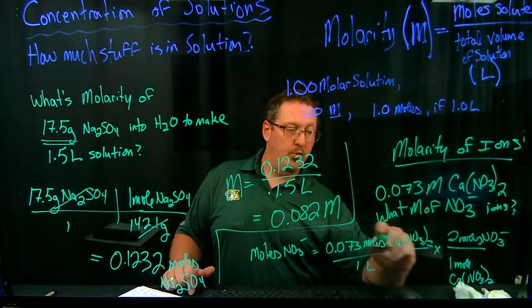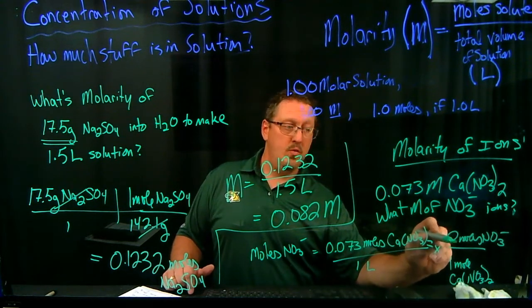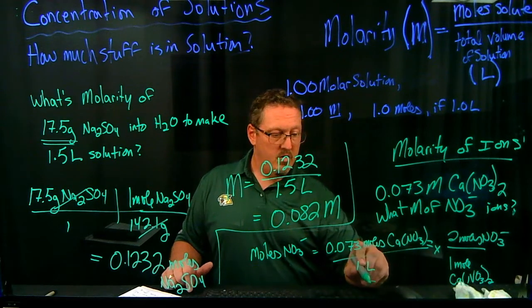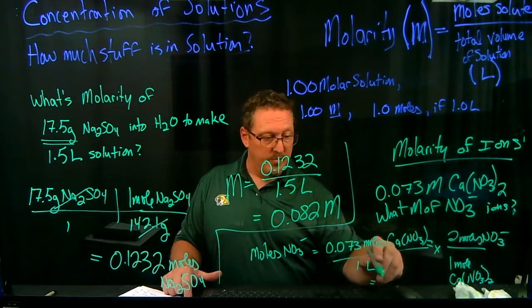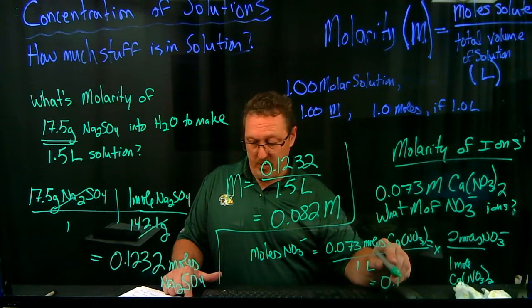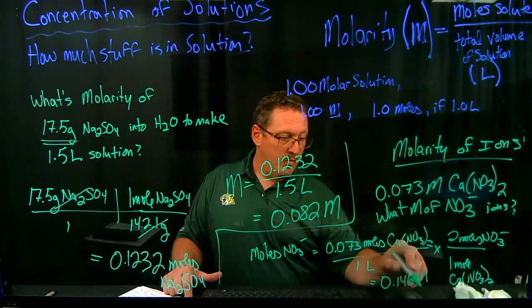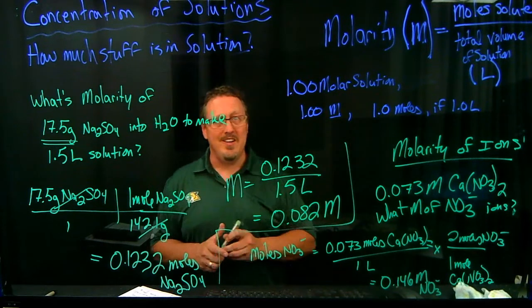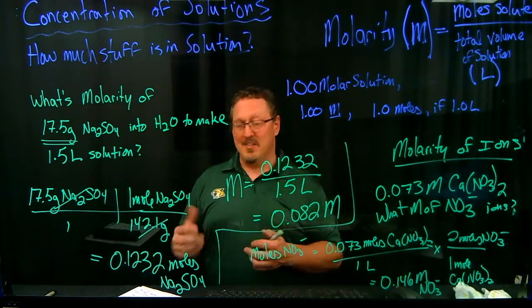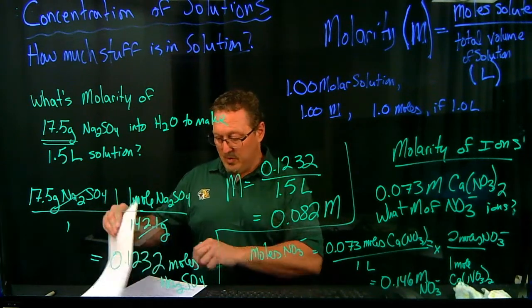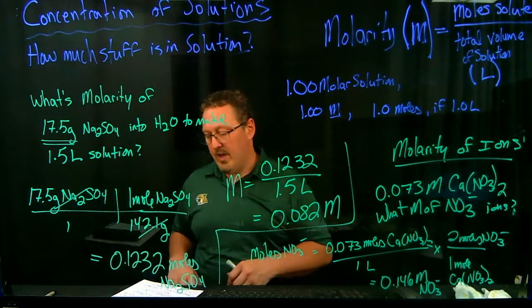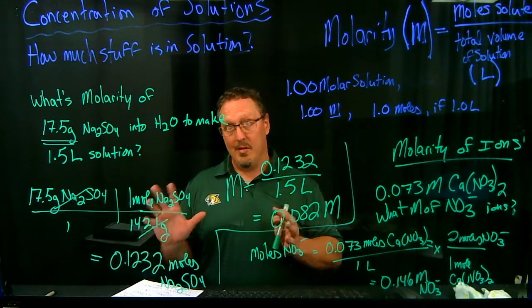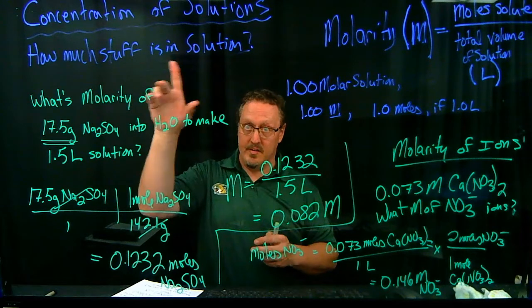So 0.073 times 2 divided by 1, well, the molarity of just the nitrate ion is 0.146 molar. So it's pretty easy to work with. It's not a super hard process, but just one thing I wanted to show you. Now, we got a little bit more to do with this one. Give me a second. I'm going to erase all this mess and we'll come right back.